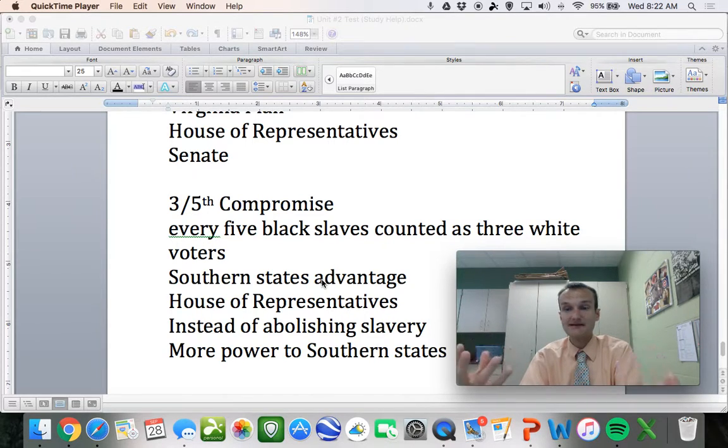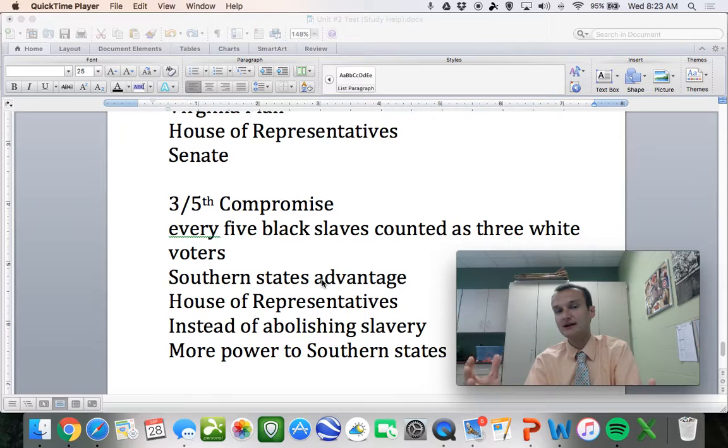looked at as a racist compromise, but today it's very racist and wrong. It said every 5 black slaves that existed in a state would be counted as 3 white voters when it came to determining how many people should be represented. And this was made because at the time, there was a debate over whether or not slavery should even exist. And many southern states, more than northern states, wanted to keep slavery because they had more slaves and they depended upon it for a living.